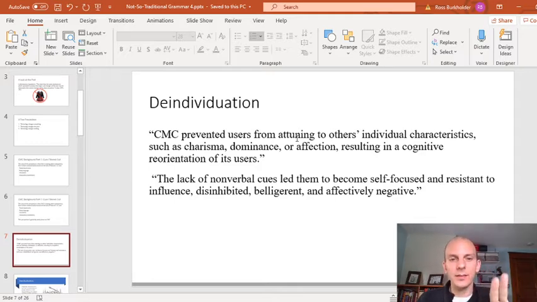And a second effect is this second quote here. It leads people to become self-focused. And in some iterations of de-individuation, the second half applies: resistant to influence, disinhibited, belligerent, and effectively negative. So in this original conception, I hope that makes sense. I'm going to pause because this is kind of a weighty concept, de-individuation. When you can't connect with other people through these cues because these cues are lacking, you treat them less like a human and you retreat into yourself, perhaps taking on these negative characteristics.